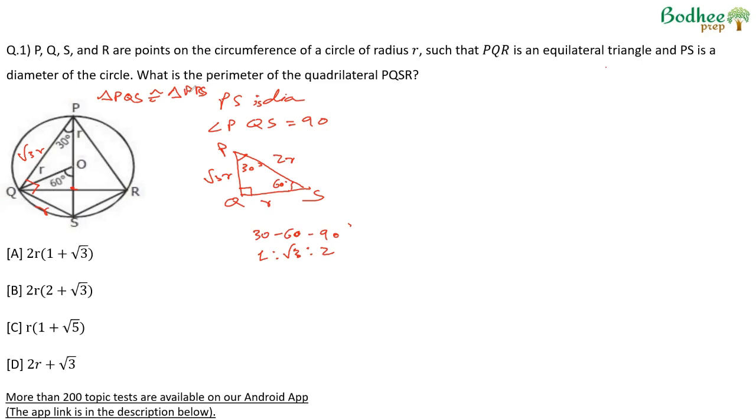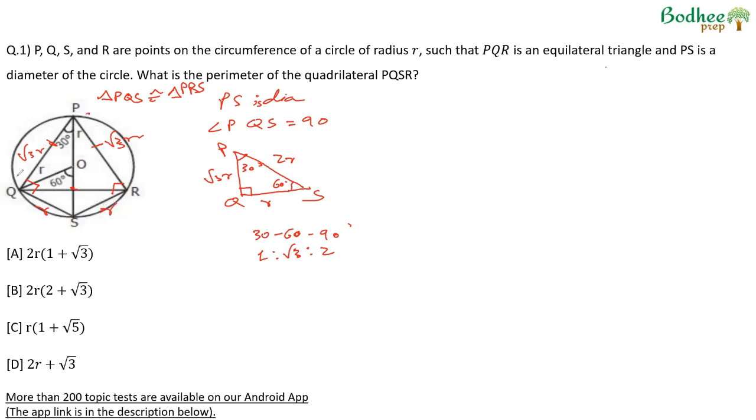As we said, triangle PQS is congruent to triangle PRS. Why will this happen? Because PQ is equal to PR, sides of an equilateral triangle. PS is common, and in both these cases, angle Q and angle R will be 90. So RHS congruency can be used, and therefore PQ and PR are equal, so this will be root 3r as well. And QS and SR are equal, so this will be r as well.